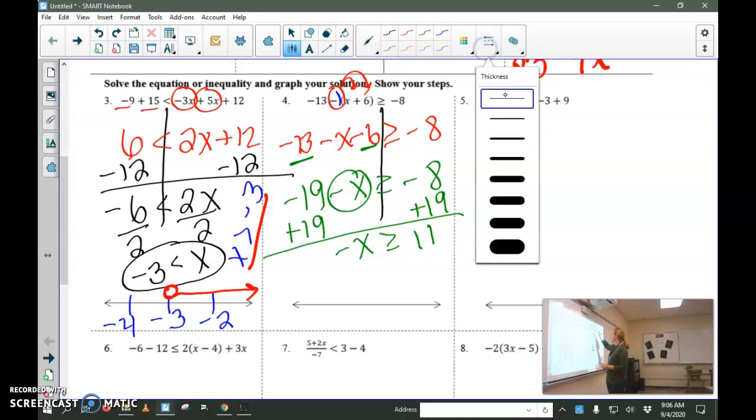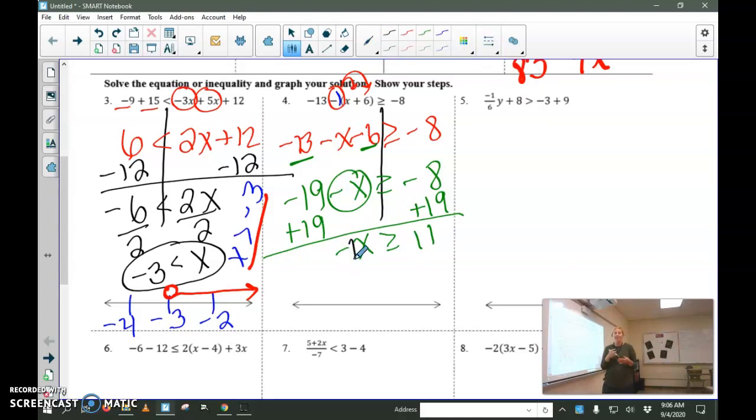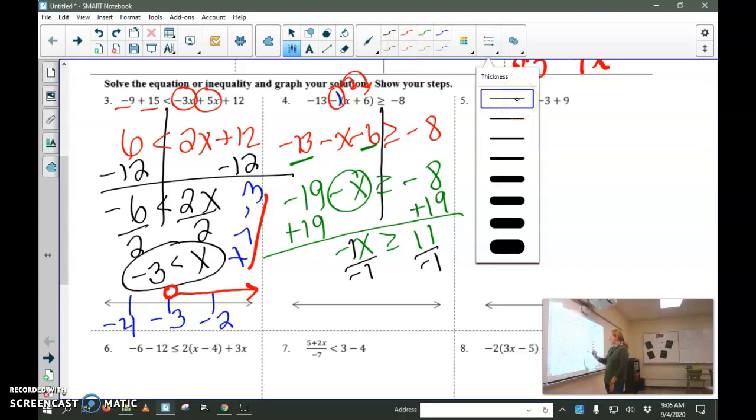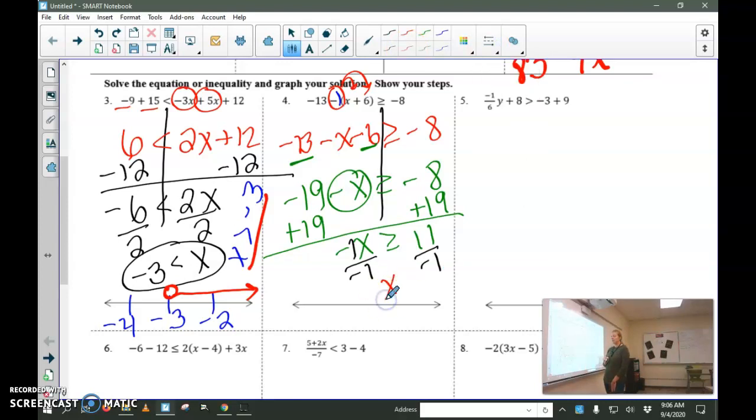Technically, there is a 1 in front of this x, a -1, and I have to finish solving by having a positive x as my final answer. So I'm going to undo this multiplication by dividing both sides by -1. Because I'm dividing by a -1, I must flip that inequality symbol. Negative divided by negative is a positive x. Because I divided by a negative, I must flip my inequality symbol. 11 divided by -1 is -11. So this is going to be my final answer.